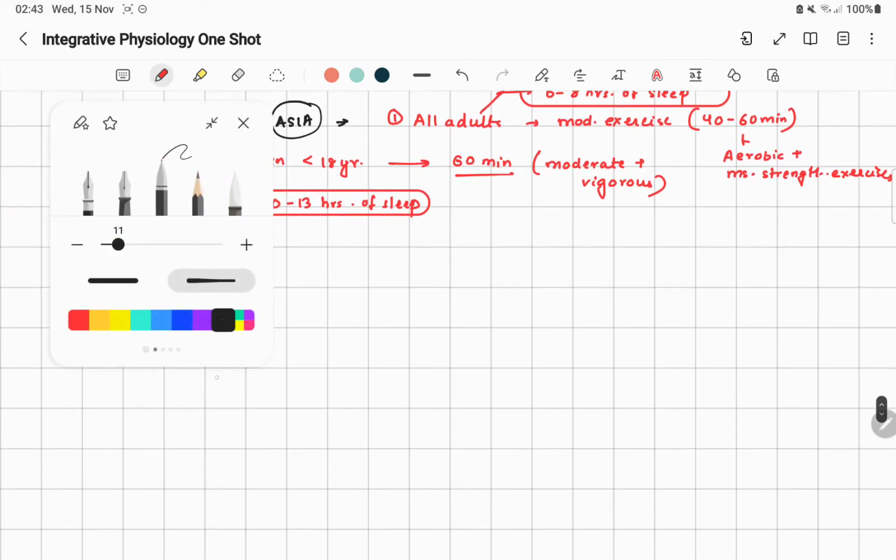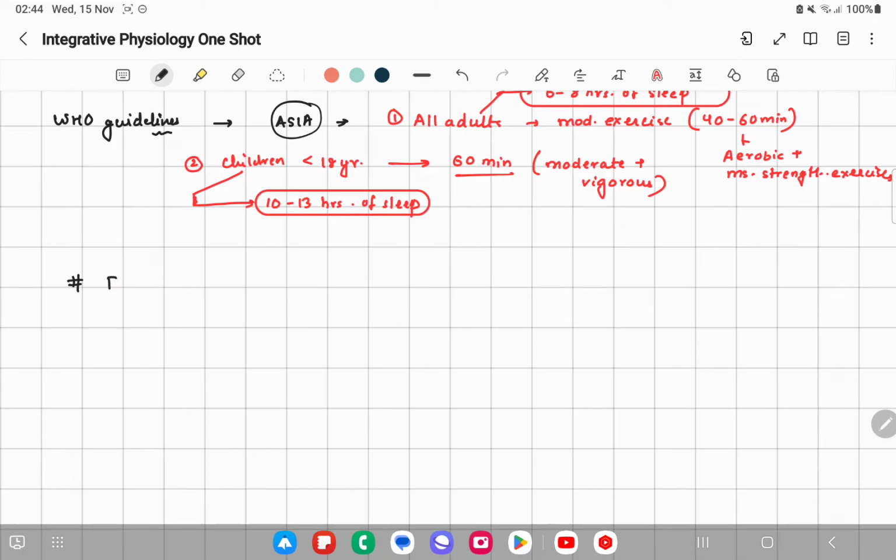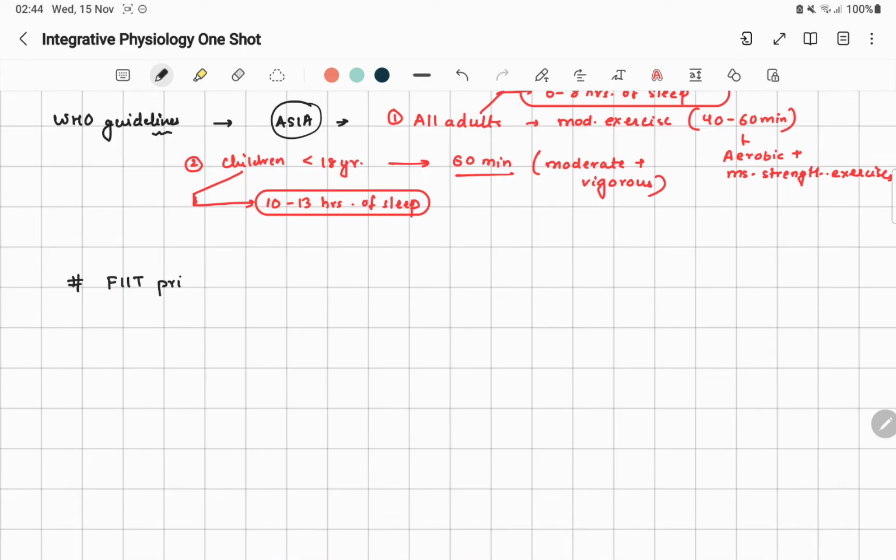Then there is the principle of exercise, which is called the FIT principle, FIIT principle.